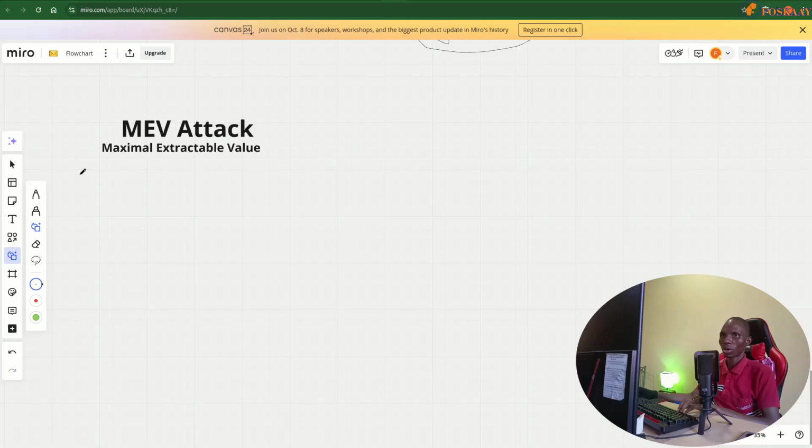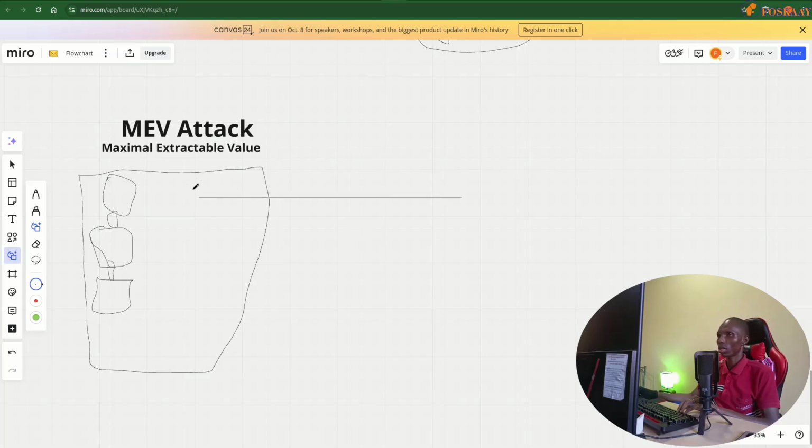So let's just look at the attack, and for you to understand, if you have the blockchain and miners are adding transactions to each block, and then it's building on and building on and building on like that, because the miner is always between, let's say, the user now, and the blockchain. The miner is always between them.